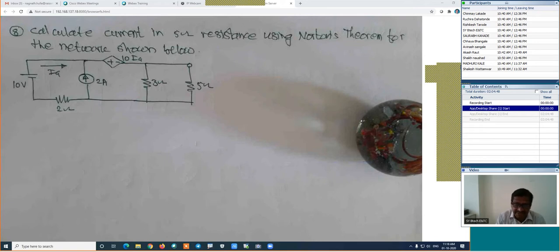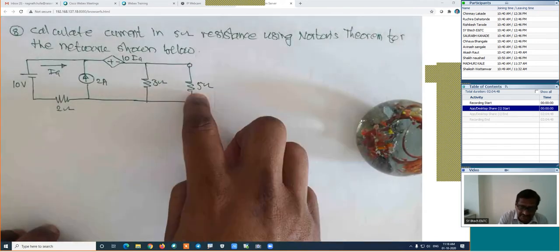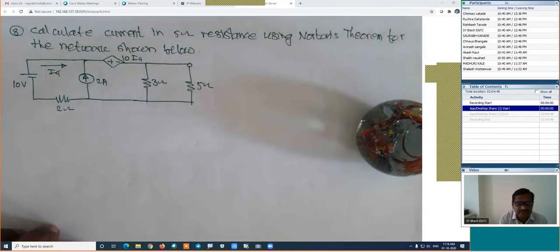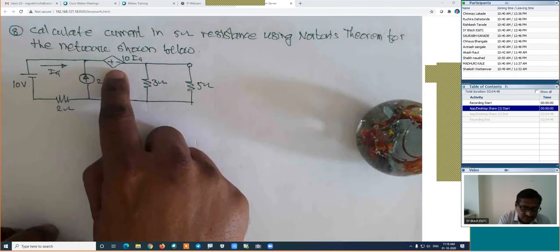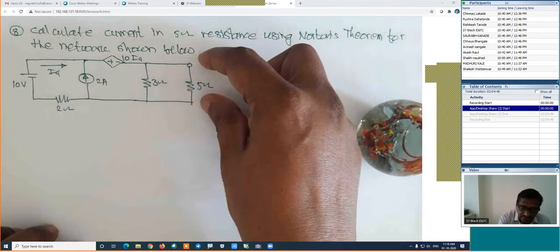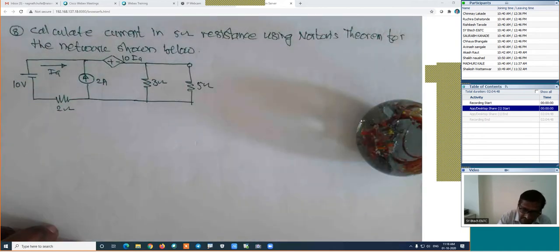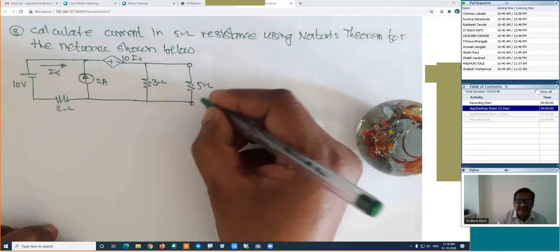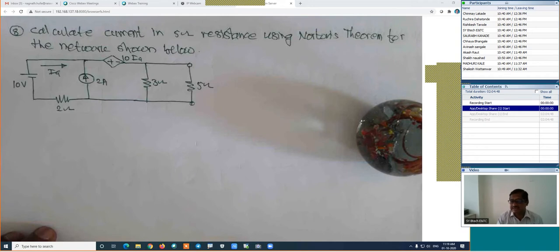First step is remove the load resistance, short circuit the output terminal, calculate its current in the short circuit. Second step is for the calculation of Rn, we have to find out its VOC because a dependent source is there. In that case, this should be removed and we have to calculate its voltage across this terminal. Means indirectly we have to find out VOC and ISC, means indirectly we have to find out VTH and IN, that is Norton's current.